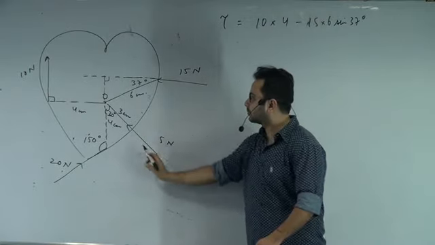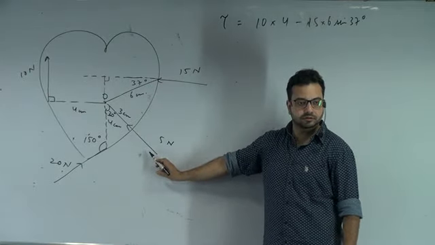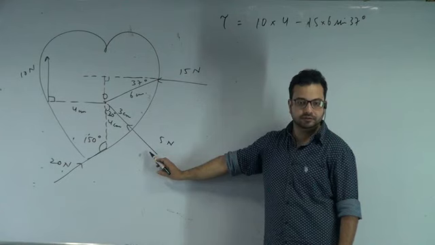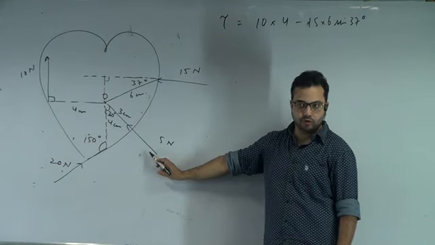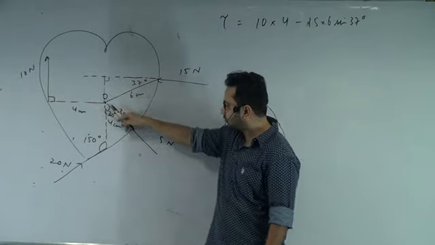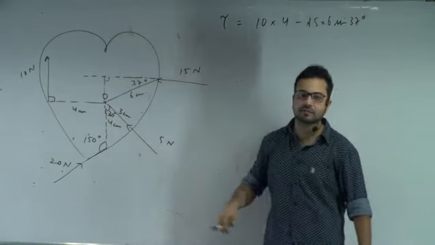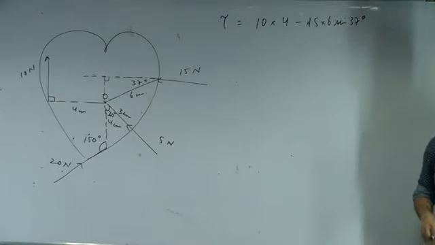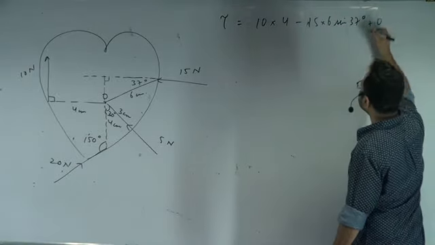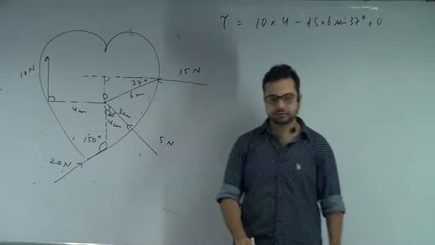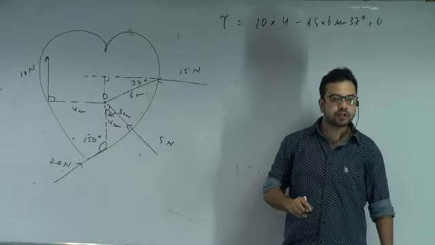Okay, next. What about this? What will be the torque? 0. It is passing through O. It is passing through the axis of rotation. So the torque would be 0. Now what about this? Anti-clockwise. Absolutely, the torque is anti-clockwise.